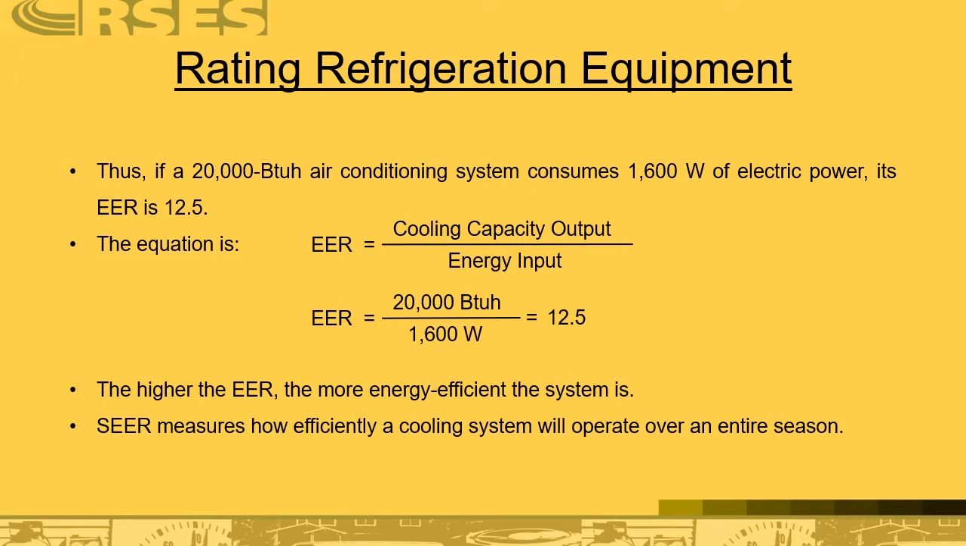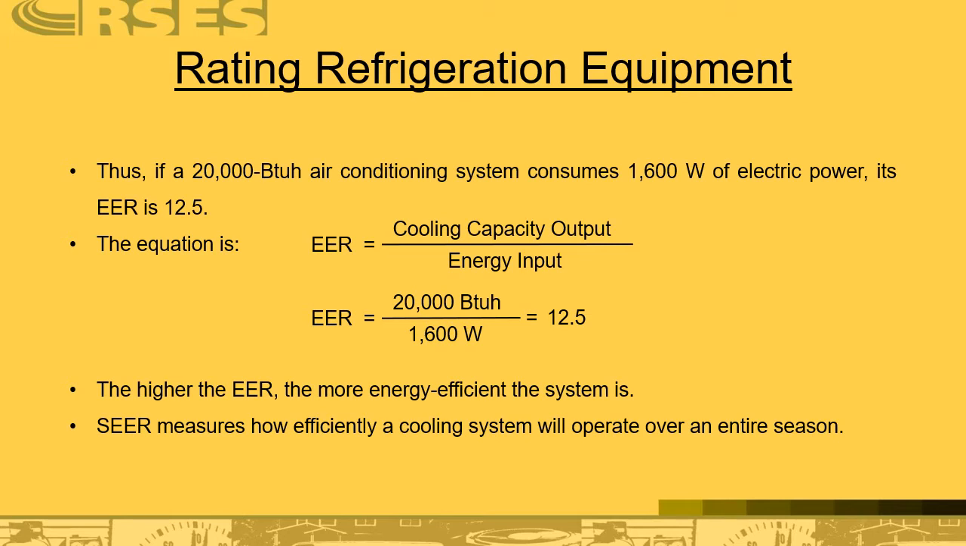Here's the formula. If you have a 20,000 BTU per hour air conditioning system that consumes 1,600 watts electrical power, its EER is 12.5, which is not bad. The equation is broken down like this. EER is equal to the cooling capacity divided by the energy input. Mathematically speaking, EER is 20,000 BTUs an hour divided by 1,600 watts, which equals 12.5. And remember, as this number goes up, that means less energy is required to make the system work, which makes it more effective. The higher the EER, the more energy efficient the system is.